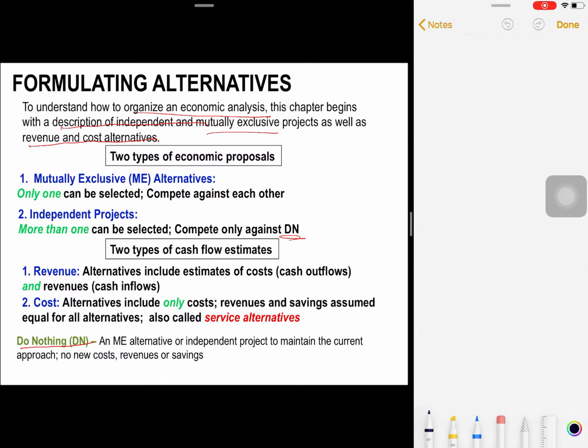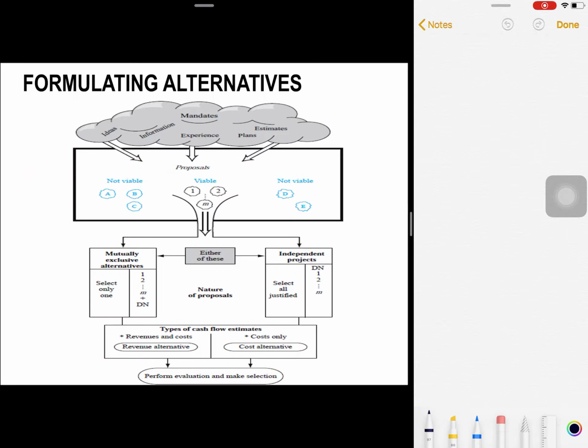Another two types of cash flow estimates that we will learn is the revenue cash flow diagram, which is an alternative that includes estimates of costs, cash outflows, and revenues, cash inflows. The second is the cost cash flow, which gives you alternatives that include only costs, with revenues and savings assumed equal for all alternatives, and it is also known as service alternatives.